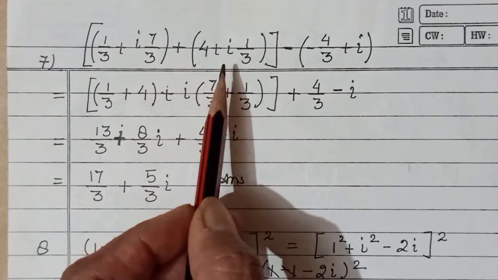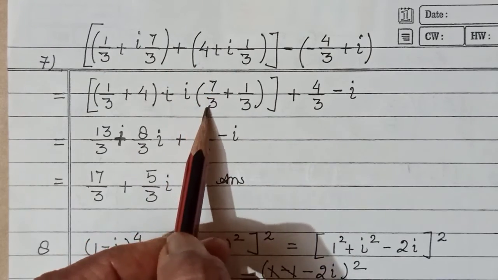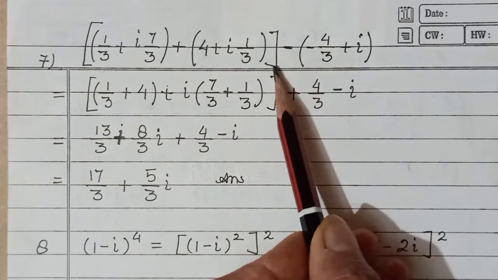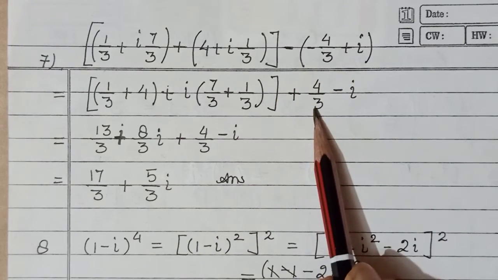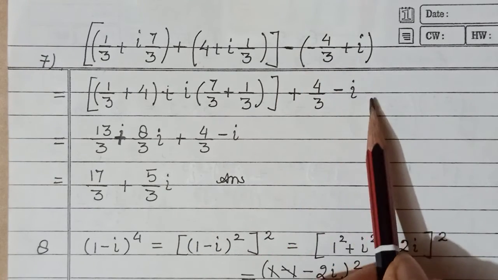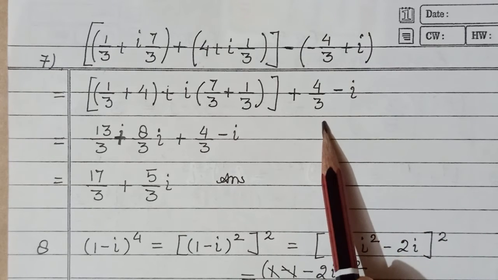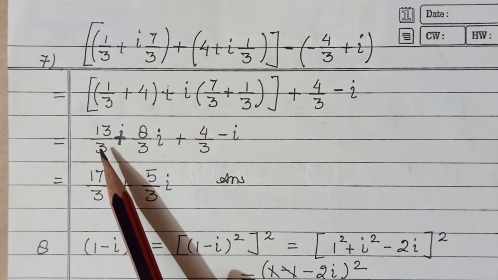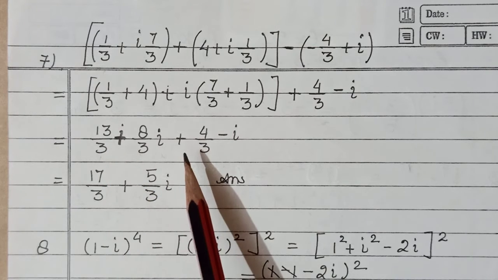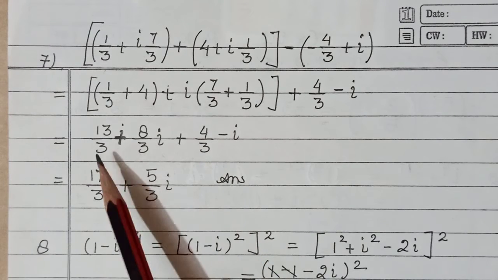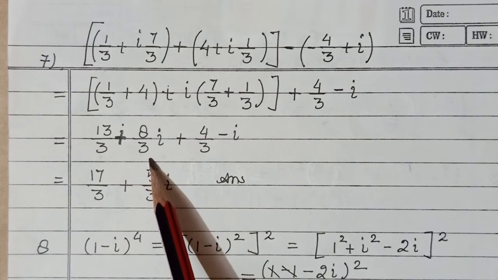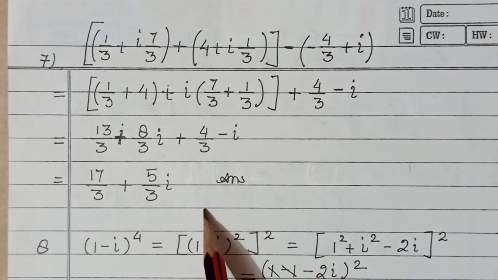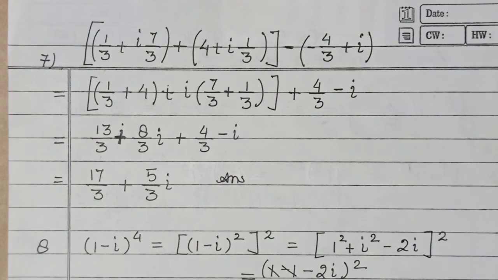Then if you put your i's together, from here you had 7 by 3, from here 1 by 3, which becomes 8 by 3i, and this minus distributed inside would make this plus 4 by 3 and this one as minus i. Again we'll put the real part with the real part obtained from here. So that's 13 upon 3 with 4 by 3, which becomes 17 upon 3. Then 8 by 3 with minus 1 becomes 5 by 3. Okay, so simple these questions are.